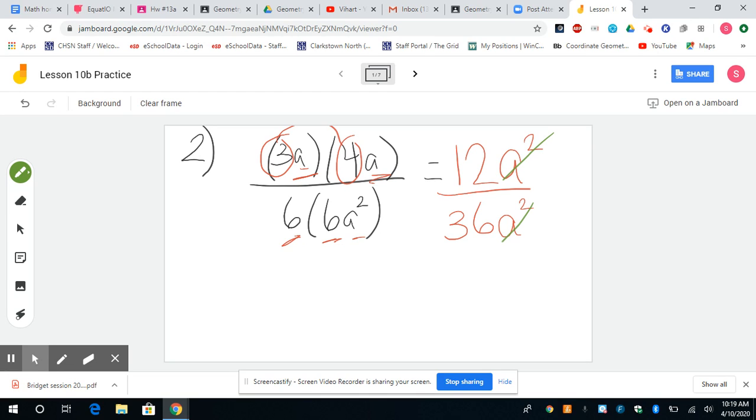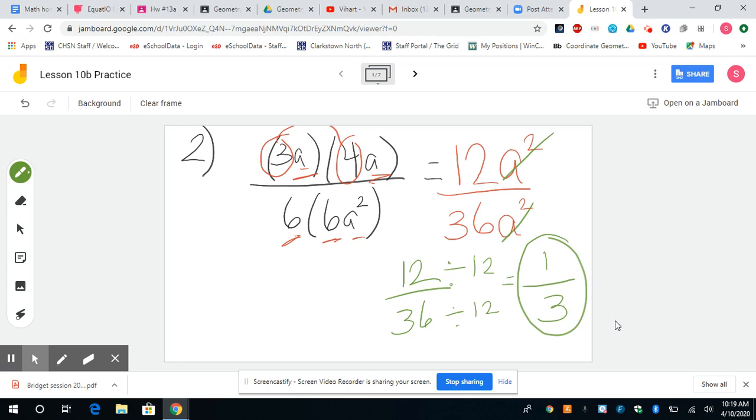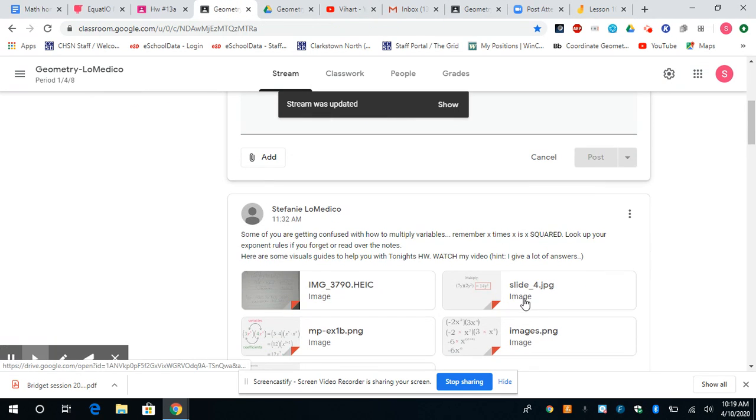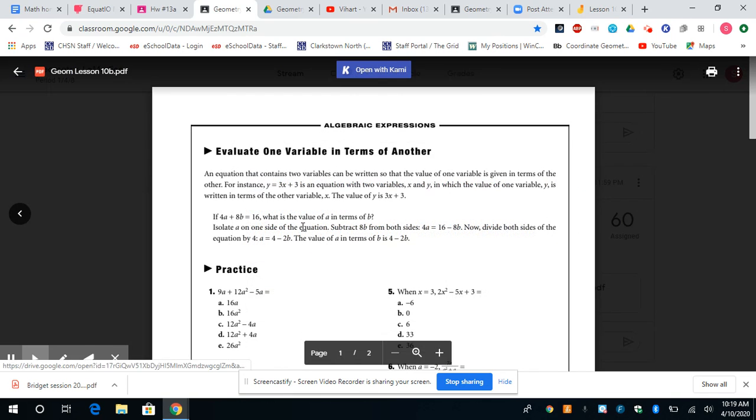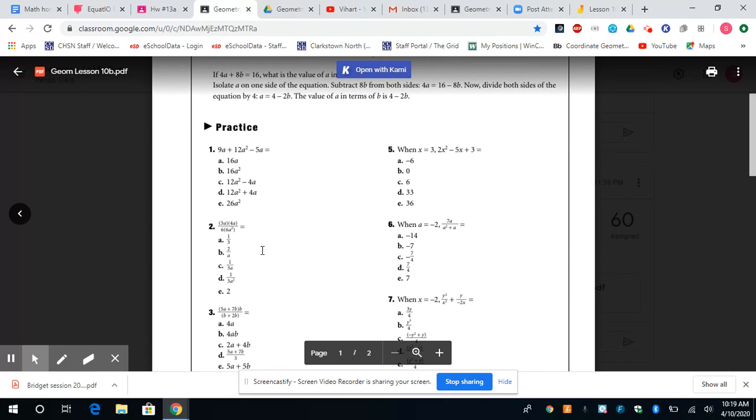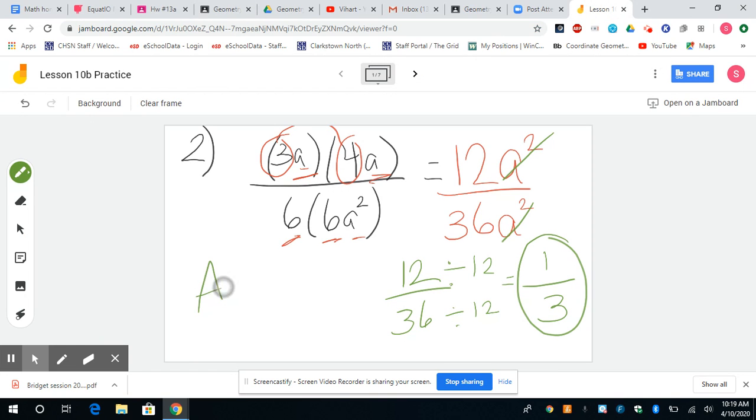And then 12 divided by 36, you can leave it like this, or you can think about what goes into both. If you put this in a calculator, it'll probably give you an answer. You can divide both by 12, so this goes to 1, and this goes to 3. So the answer would be 1/3. And for that one, it is choice A. And you guys can find those answers on there.